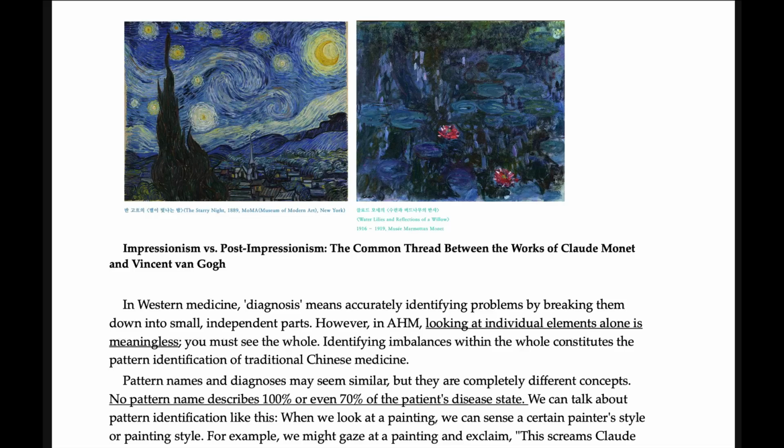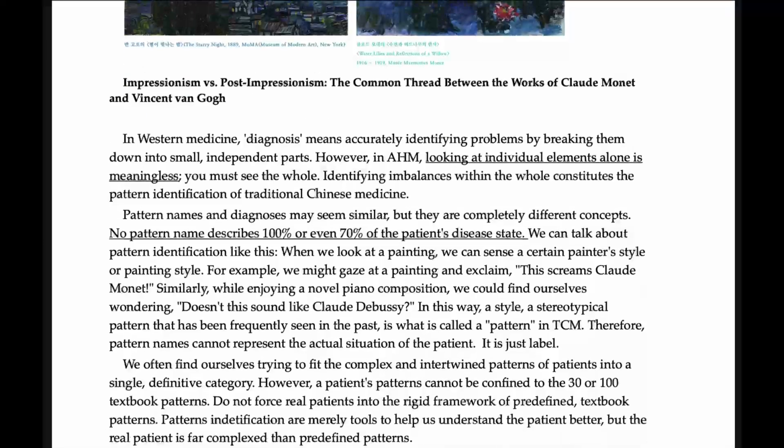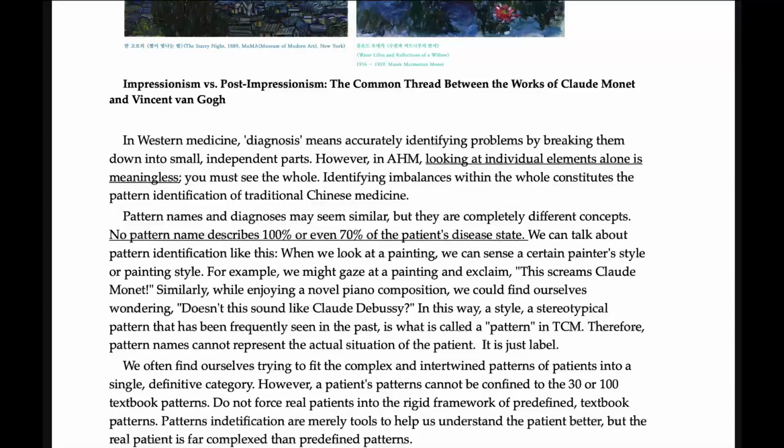We can talk about pattern identification like this. When we look at a painting, we can sense a certain painter's style or painting style. For example, we might gaze at a painting and exclaim, "This screams Claude Monet." Similarly, while enjoying a novel piano composition, we could find ourselves wondering, "Doesn't this sound like Claude Debussy?" In this way, a style, a stereotypical pattern that has been frequently seen in the past, is what is called a pattern in TCM. Therefore, pattern names cannot represent the actual situation of the patient. It is just a label.